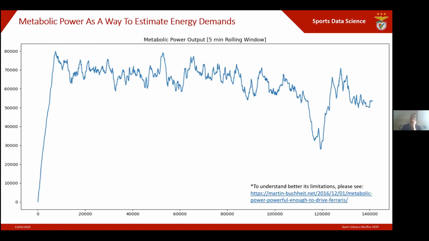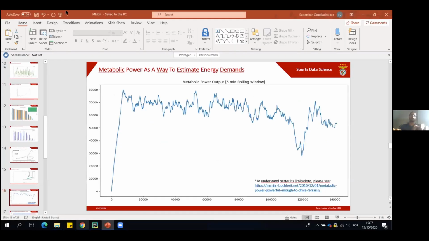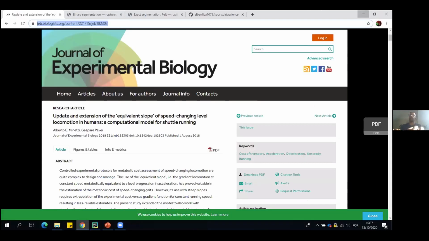But the idea here is we want to try to understand what are the energy demands of a player. If we can understand what is the energy output of a player over time, we might be able to get a sense of when is the ideal time for a substitution, or potentially what are the pacing strategies that the player is using. So here, metabolic power is defined as a function of a player's speed and acceleration. Effectively, I'll send the link here in the chat for people to do some reading on it.